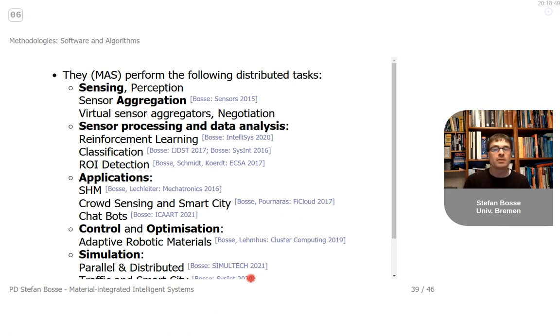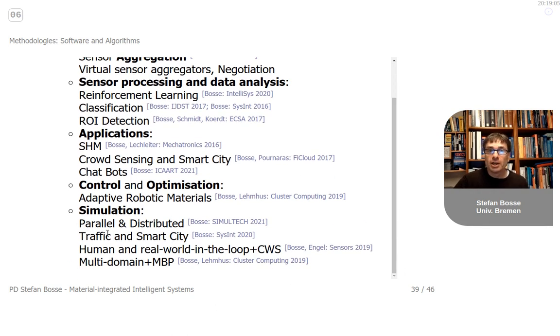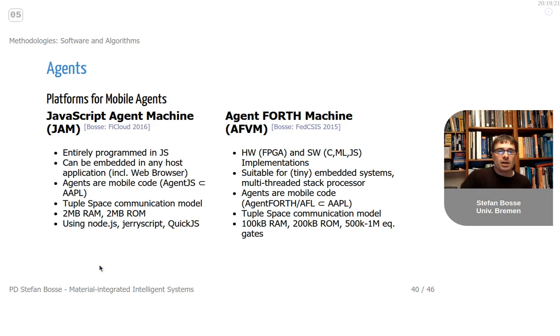I have done in the past 10 years: sensing aggregation, sensor processing and data analysis, applications, structural health monitoring of course, crowd sensing and smart city, chatbots, and so on. Control and optimization, adaptive and robotic materials, simulation, parallel distributed traffic and smart city, human and real world in the loop. That means combination of agent-based crowd sensing with agent-based simulation, and multi-domain simulation, coupling agents with multi-body physics.